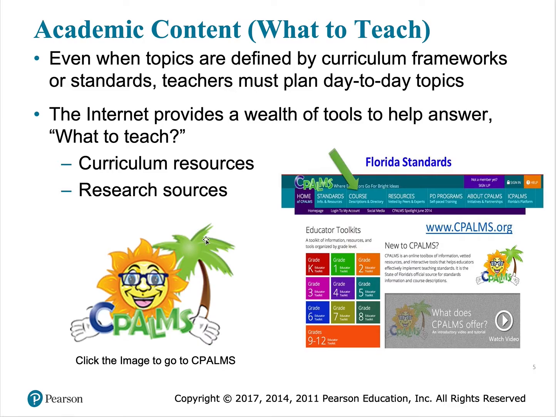Signing up for CPALMS, where it says here, it'll say you're a member. But I'll have a whole video on that in a week or so, probably 2 weeks, of how to do that extra credit. But CPALMS is by the state of Florida, Department of Education.